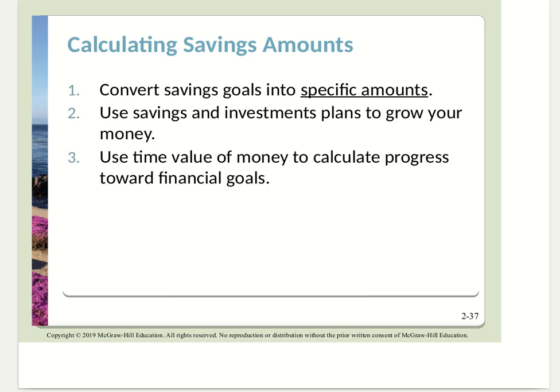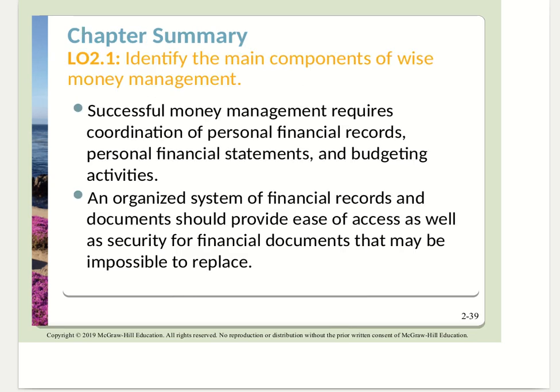Think about your savings amounts. How much are you saving? And put your goals into specific amounts. Things like, I'm going to set aside $15 a week. Just start small, $15 a week to save for emergencies and things.